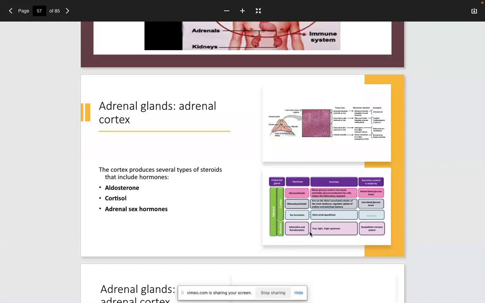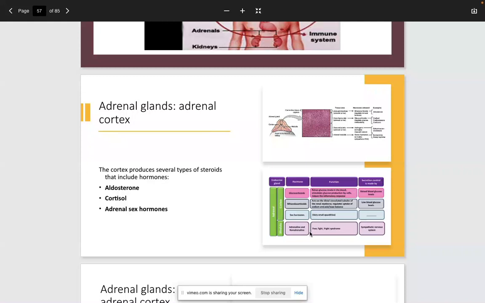So during a flare of rheumatoid arthritis, whenever the disease process is very much in full effect, we will give patients cortisol. Essentially we'll give them prednisone. Have you guys ever heard of prednisone? Sometimes athletes will take prednisone whenever they get injured. And this is because glucocorticoids or cortisol reduces the inflammatory response.